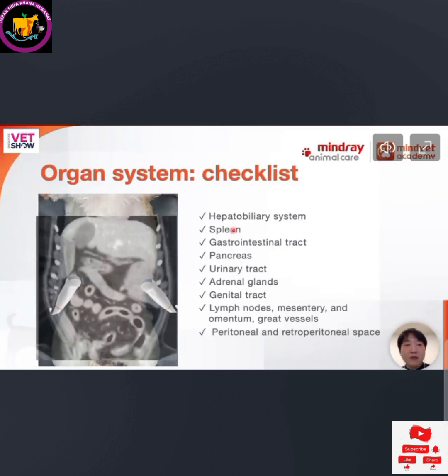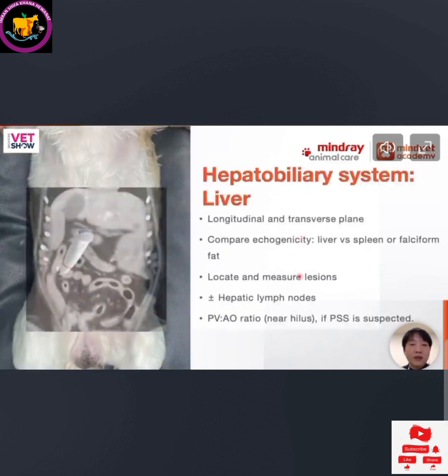You can start with any organ you want, but make sure to check that you have completed the following list: hepatobiliary system, spleen, gastrointestinal tract, pancreas, urinary tract, adrenal gland, genital tract, lymph nodes, mesentery and omentum, great vessels, and peritoneal and retroperitoneal space. Okay, we will start with the liver.